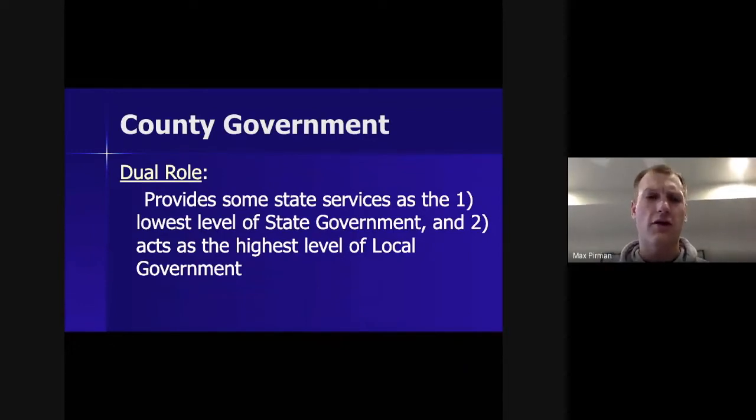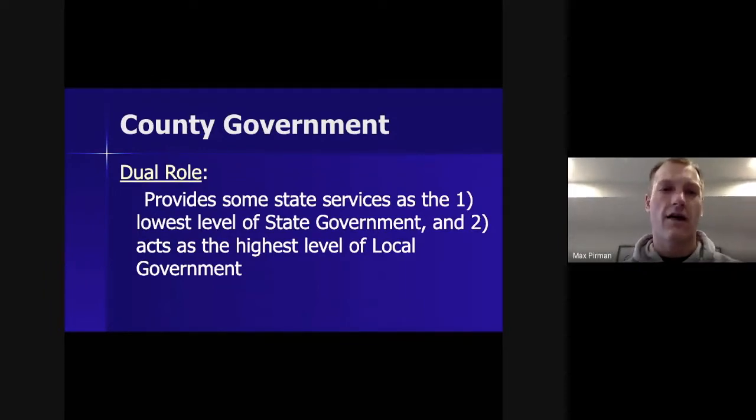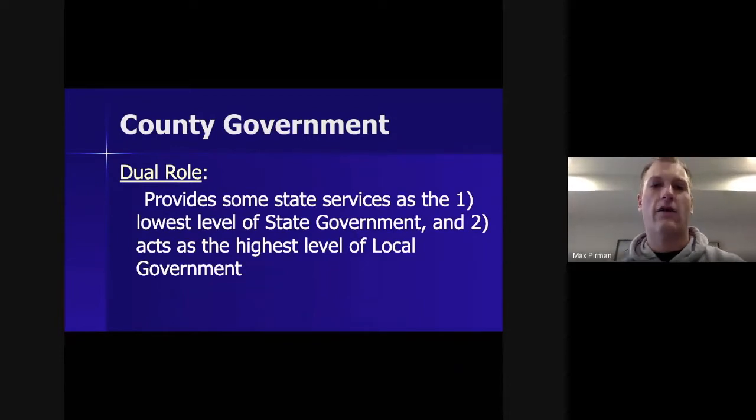So what you can write down for that dual role, it says a county kind of acts as a state government as well as the highest level of a local government. It's kind of right in between. It acts a little bit of both for some of the services that it provides to you. So why don't you get that down in that left-sided box.